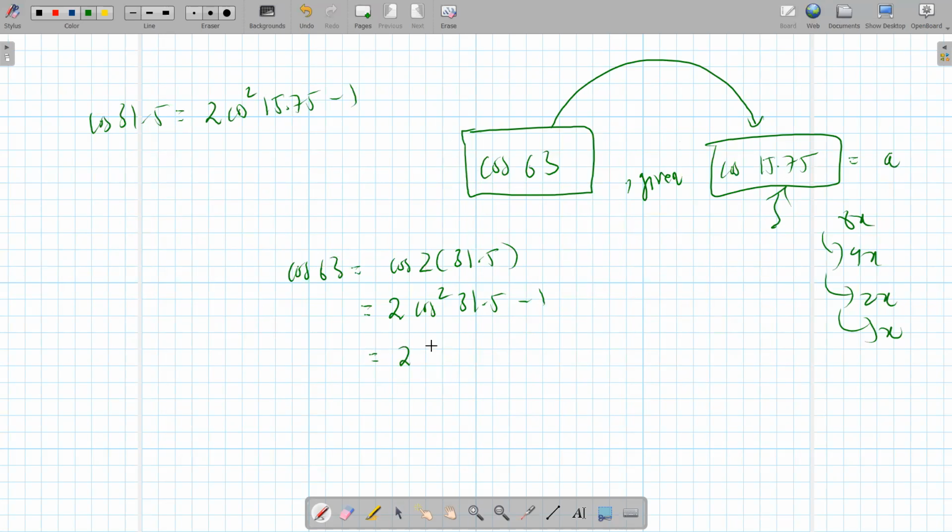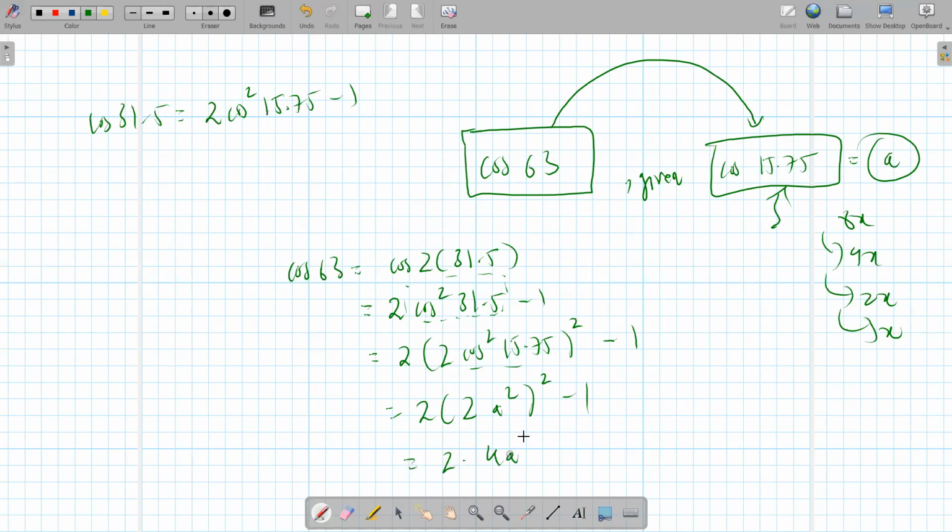Now look at this. We're going to expand this. So we already have it, we just have to square it. It's 2 cosine squared 15.75 squared minus 1. And now we have the answer, because cosine of 15.75 is A, or they're going to give you a number. That's going to be 2 times 2, and this is A squared. So that's going to be 2 times 4A to the power of 4 minus 1. The final answer is 8A to the 4 minus 1.